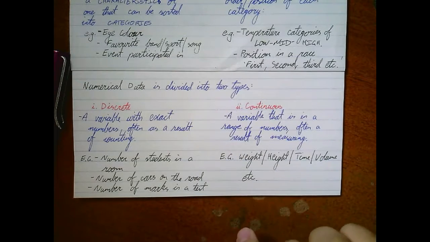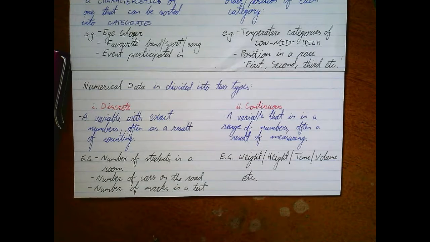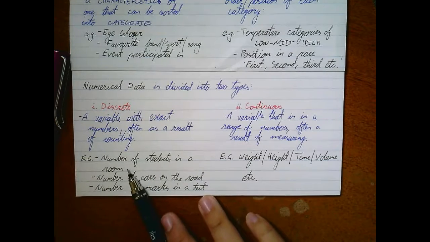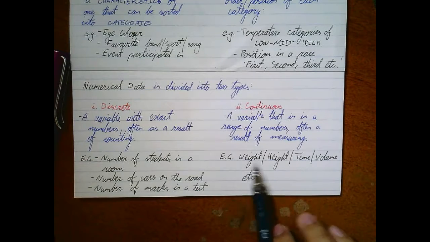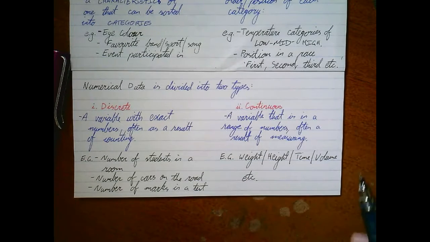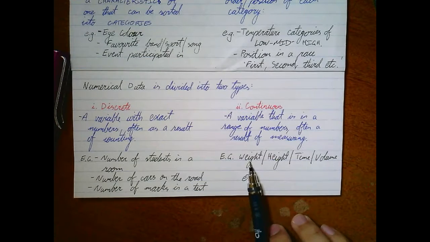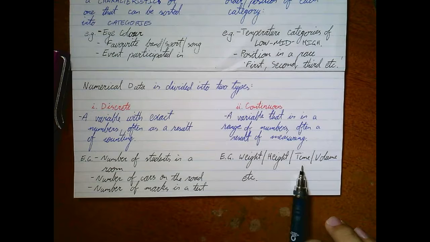A good way I like to think of it is: is there such a thing as 1.5 students inside a room? No, that's impossible. You can't get half a person without them dying. Whereas with weight, height, time, volume, etc., you can get 13.5 kilos, 0.5 kilos. You can get half a kilo. You can get half a meter. You can get 3/4 of a second.